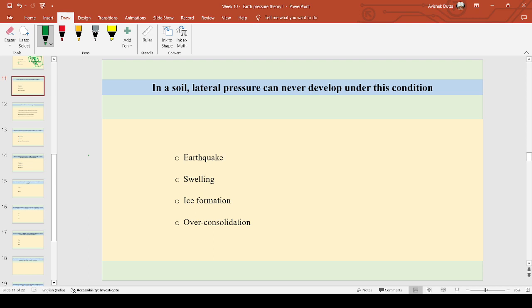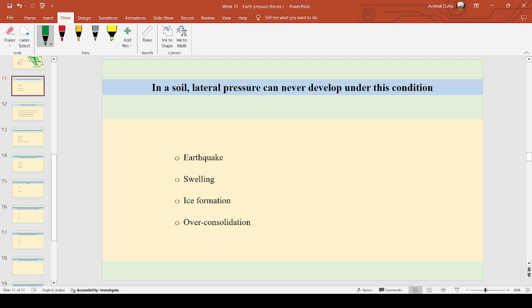Over consolidation, sir. Not hope, it is correct. Why? In the case of earthquake, there will be lateral pressure because of tectonic movements. Earthquake will witness tectonic movements, so there is a chance of lateral pressure being exhibited. In the case of swelling, obviously force will be present from the lateral sides, so lateral pressure will develop. The same goes for ice formation: when ice is formed, the volume increases, so it is a similar case with swelling.